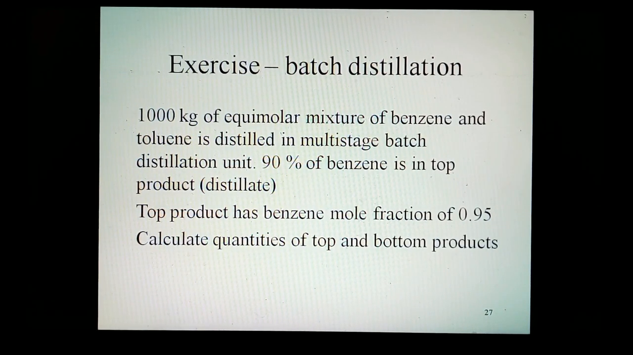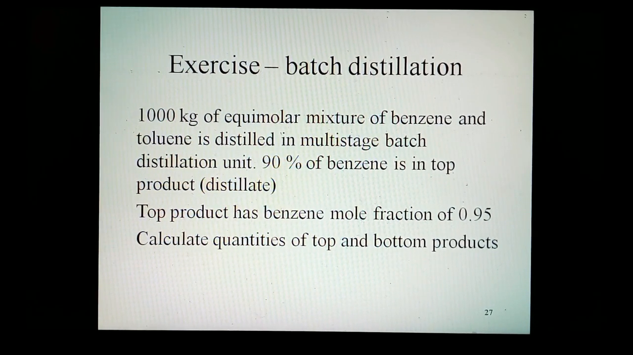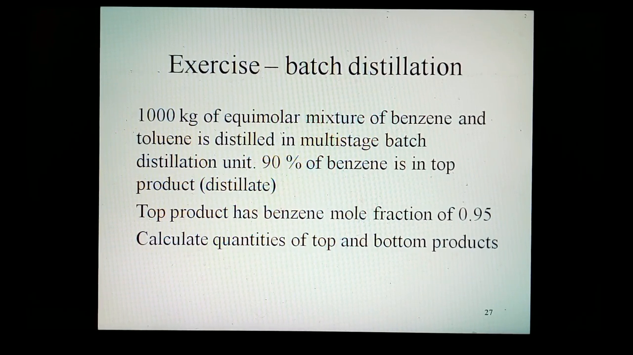The exercise of batch distillation. 1,000 kilomole of an equimolar mixture of benzene and toluene is distilled in a multi-stage batch distillation unit. 90% of the benzene is in the top product distillate. The top product has a benzene mole fraction of 0.95. Calculate the quantities of top and bottom products and the composition of the bottom product.